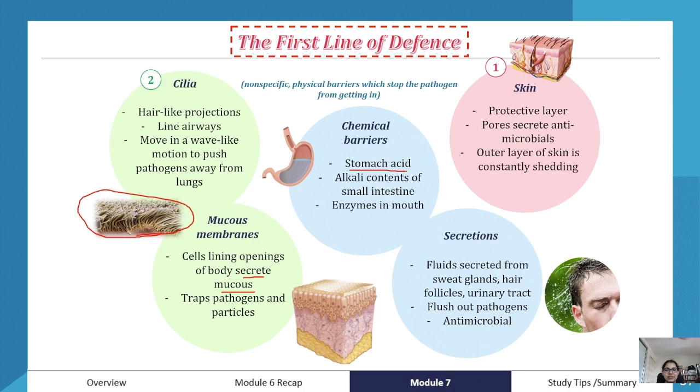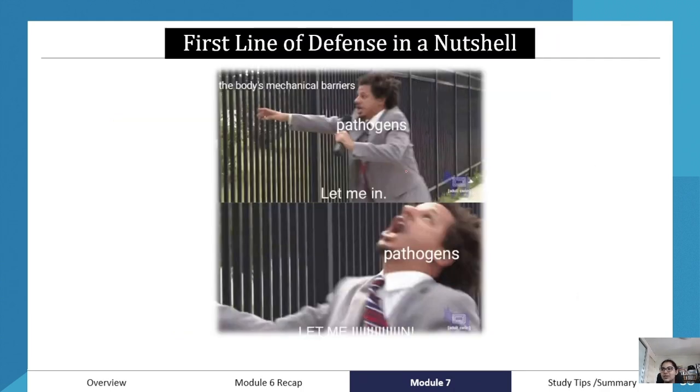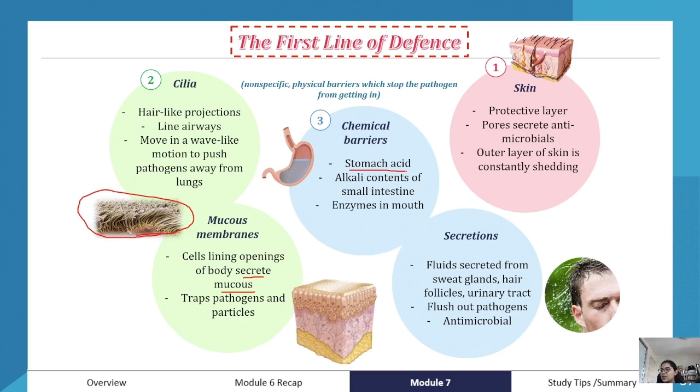So the first barrier is the skin, the second barrier is the cilia, then we've got chemical barriers, and so on. So we've got cilia and mucous membranes, chemical barriers and secretions, and the first one is the skin. That's the main one. It's in the form where this is what the pathogen will encounter at the very beginning. If it makes it past the skin, it's going to encounter the cilia, and if it makes it past the cilia, it's going to encounter the chemical barriers in the body.